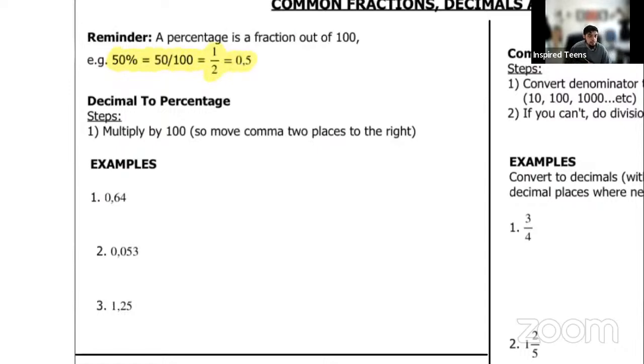Okay, 50% is equal to 50 over 100, which is equal to half, which is equal to 0.5. So a percentage is a fraction out of 100. So for example, if you had 30%, this is equal to 30 over 100. That's how it's calculated. As a decimal, it's 0.3. And as a fraction, it is 3 over 10.